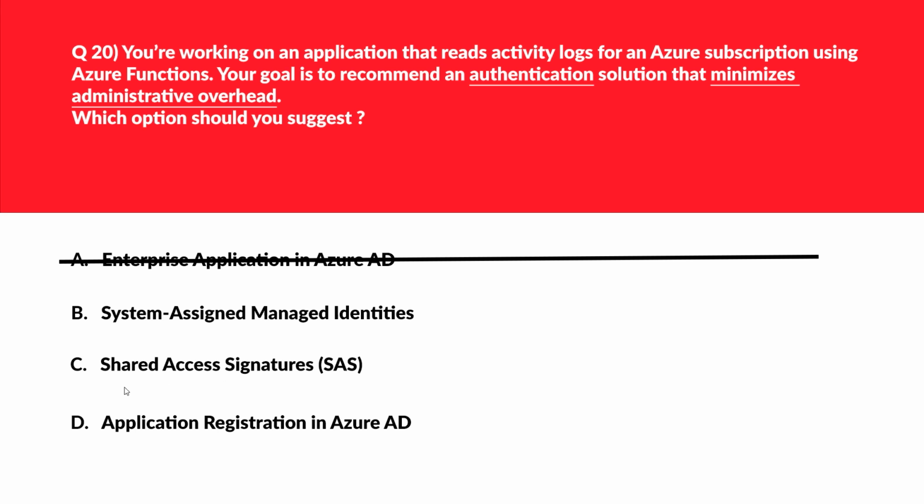We'll look at option C. C says shared access signature, also known as SAS. SAS tokens don't minimize administrative effort for Azure Functions as required by the question. So C is definitely out. Let's move to option D. D says application registration in Azure AD. Application registration in Azure AD is commonly used for securing APIs and services, but in no way does it address minimizing administrative effort. We'll eliminate this option as well.